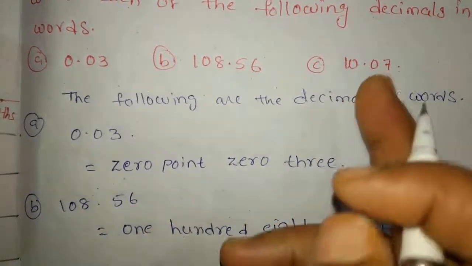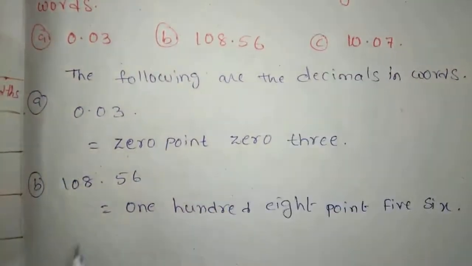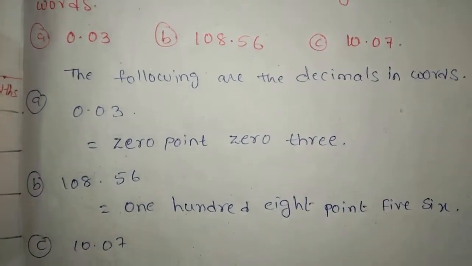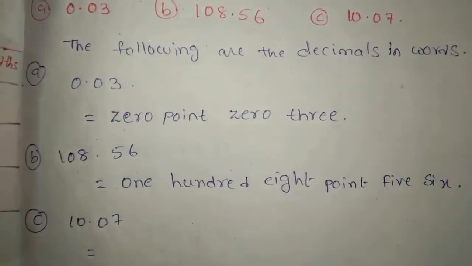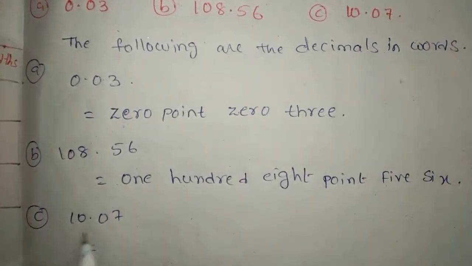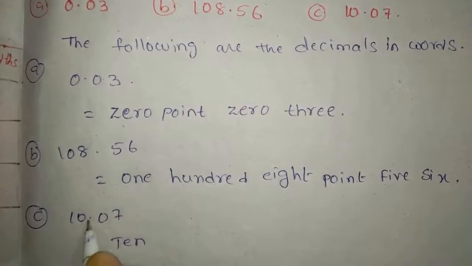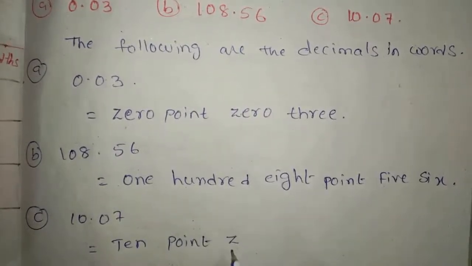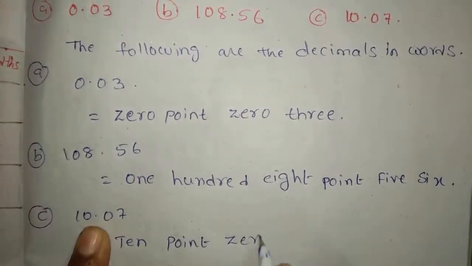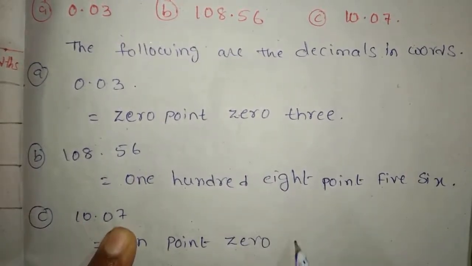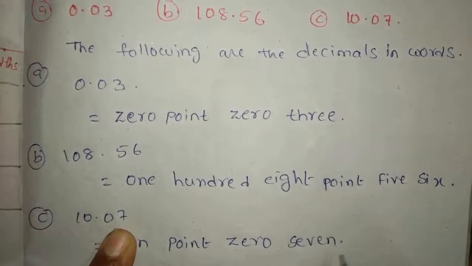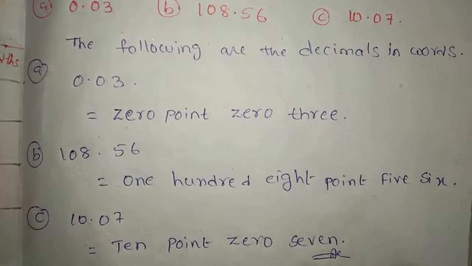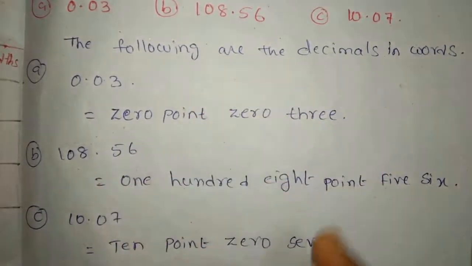Okay. Now the C one, 10.07. That is equal to ten point, 0 in the tenths place, 7 in the hundredths place. Okay. In this way you have to write decimal forms into words.